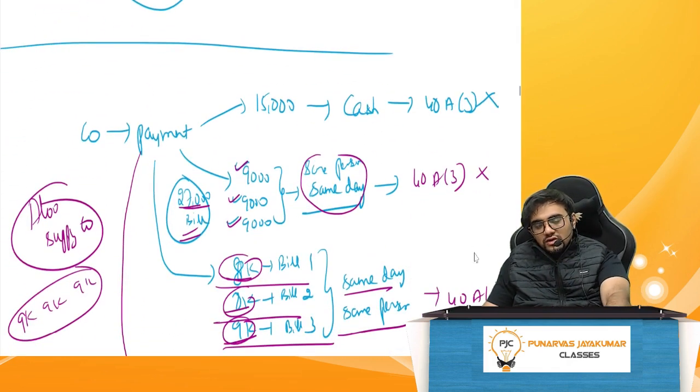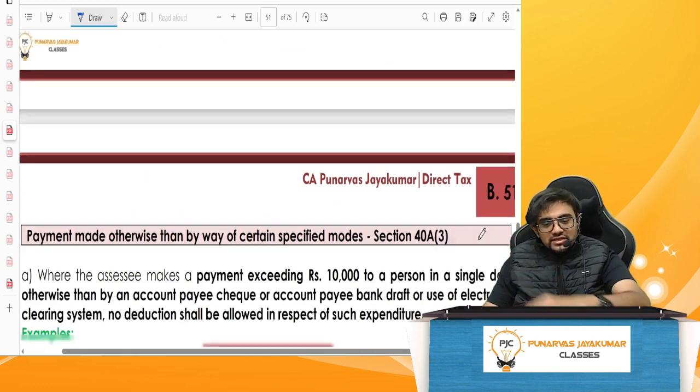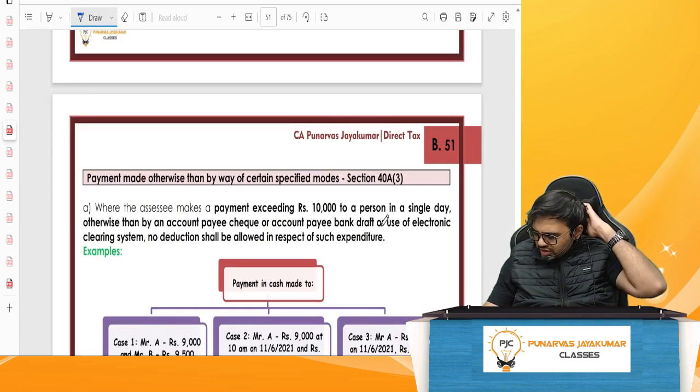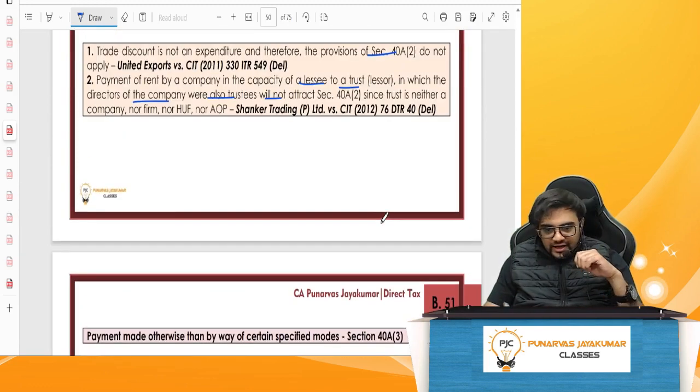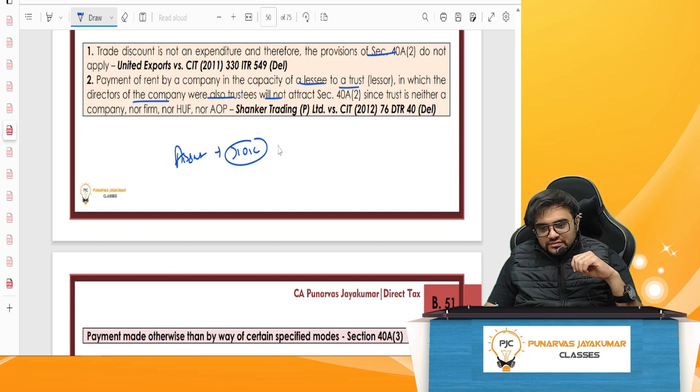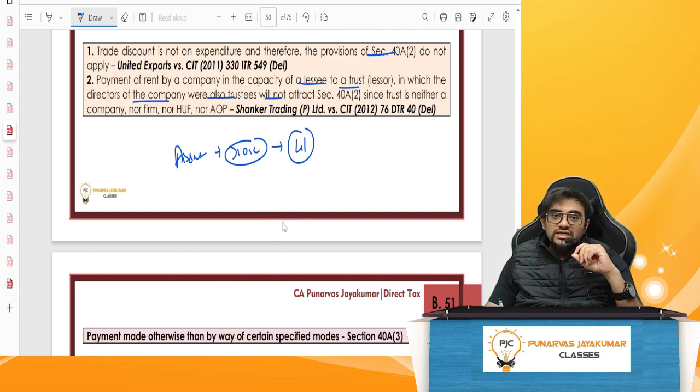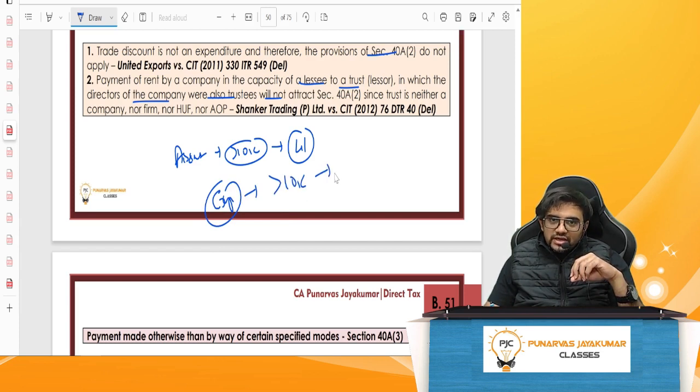Alright, now coming back to 40A3. So guys, if I have bought an asset by paying more than 10,000 rupees cash in a day to a person, that will be deducted from my actual cost, in section 41 we had seen. This is for an asset. However, if there is an expenditure towards some purchase or something, and if I pay cash more than 10,000 rupees per day to a single person, then that will be added back.